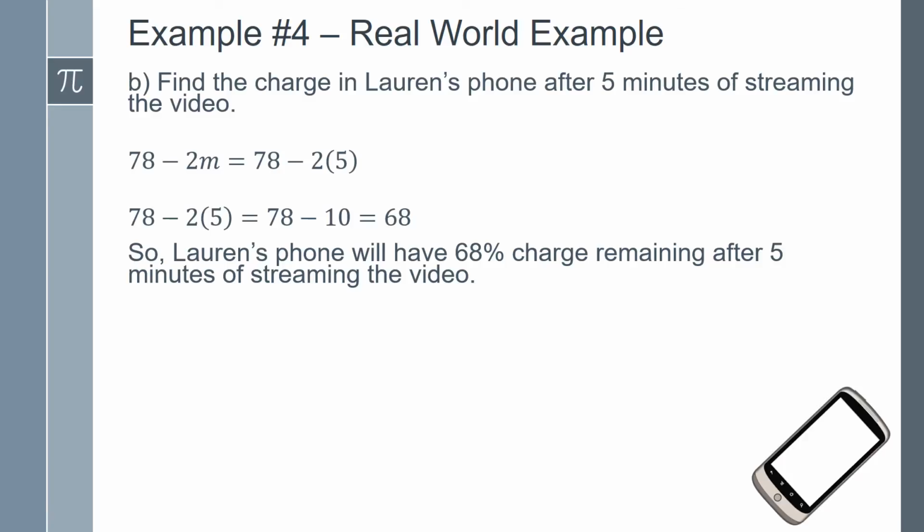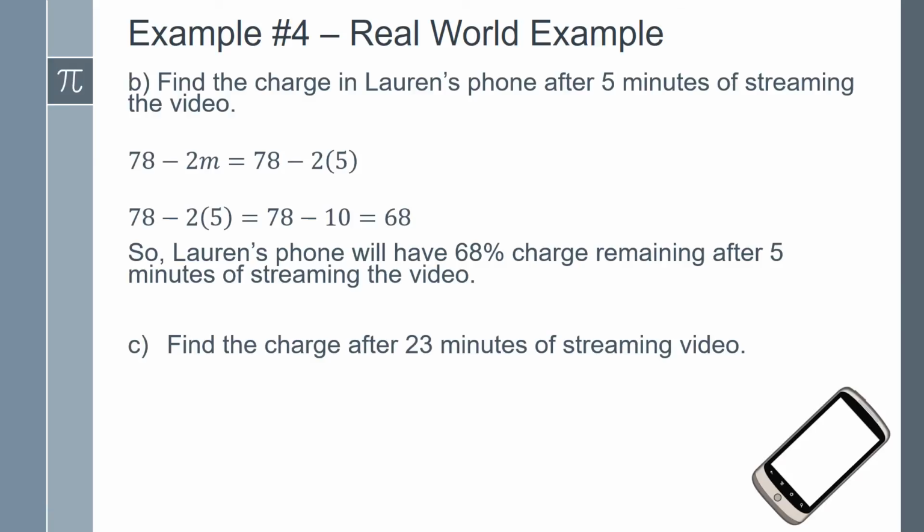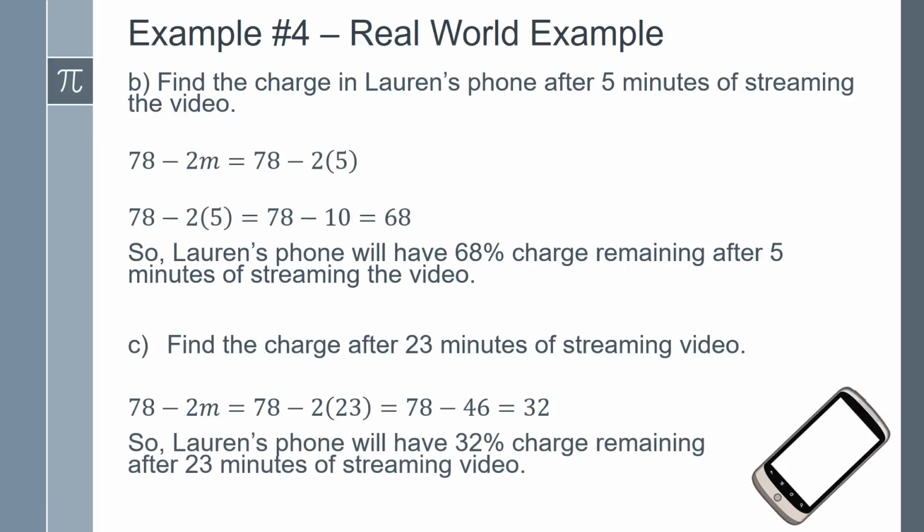Let's try one more time. For part C, we will find the charge after 23 minutes of streaming video. 78 minus 2m becomes 78 minus 2 times 23. 2 times 23 is 46, and 78 minus 46 is 32. Lauren's phone will have 32% charge remaining after 23 minutes of streaming video.